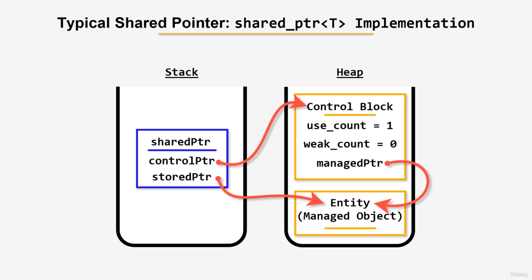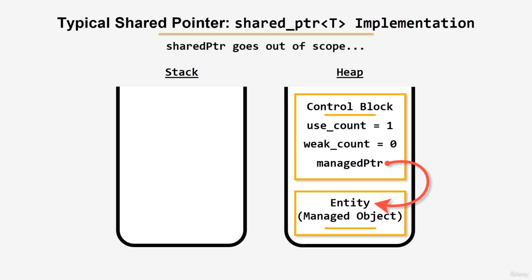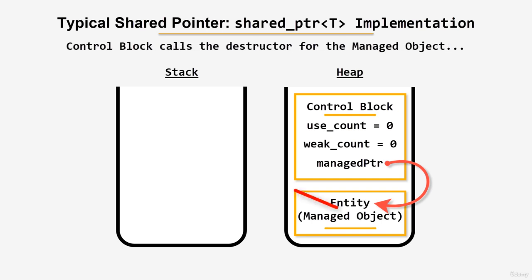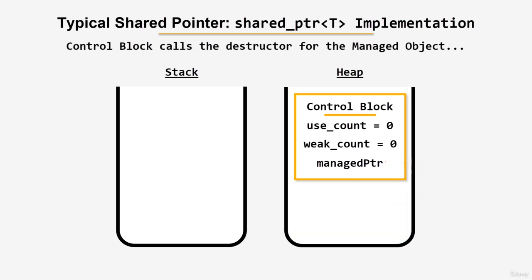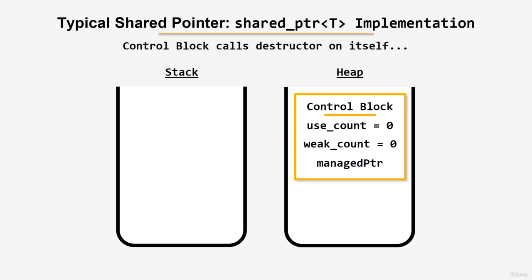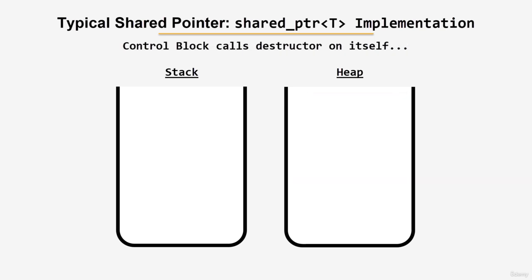Okay, so let's step through a couple of illustrations on how this would work. Let's say that the shared pointer on the stack goes out of scope and gets destroyed. The destructor of the shared pointer is going to decrement the reference count, or in other words the use count. In this example, we only had one shared pointer that owned, or in other words managed, that heap object. So the use count was 1, but now it's going to get decremented to 0. And because that is now 0, the control block is going to call the destructor for the managed object. So that is going to get deallocated. And then the control block is going to call the destructor on itself. So it's going to do delete this. And then that is going to get deallocated as well. Okay, so that was a basic high-level example of the typical shared pointer implementation.